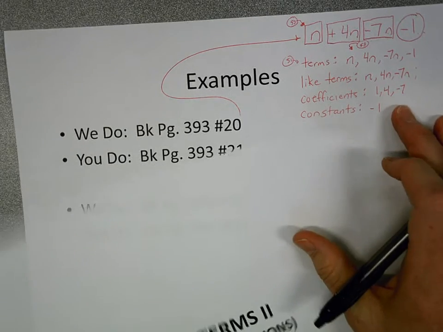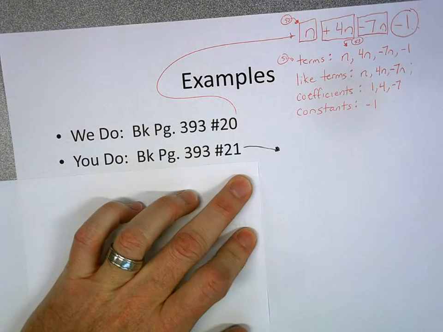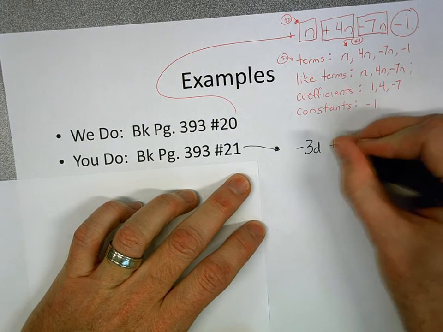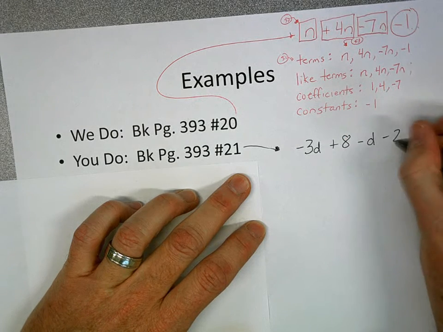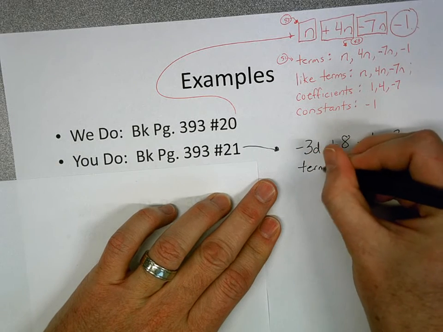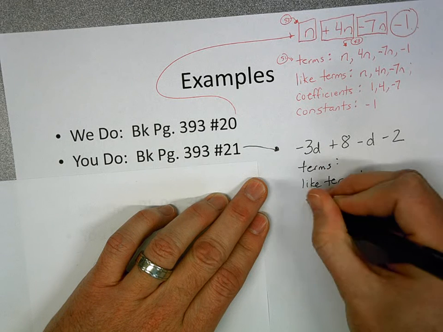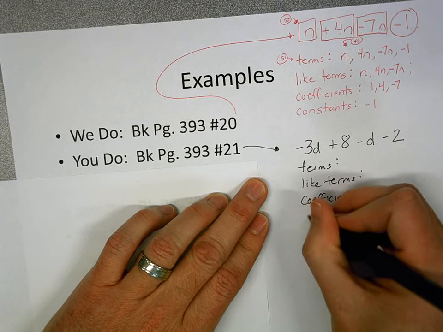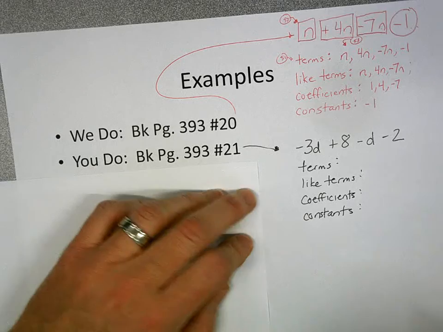Okay, here we go. All right, so problem 21 was negative 3d plus 8 minus d minus 2. All right, so the very first step is I'm going to make sure that I don't forget anything, so I'm going to label terms, like terms, coefficients, and constants. Okay, now I'm going to go ahead and identify them.